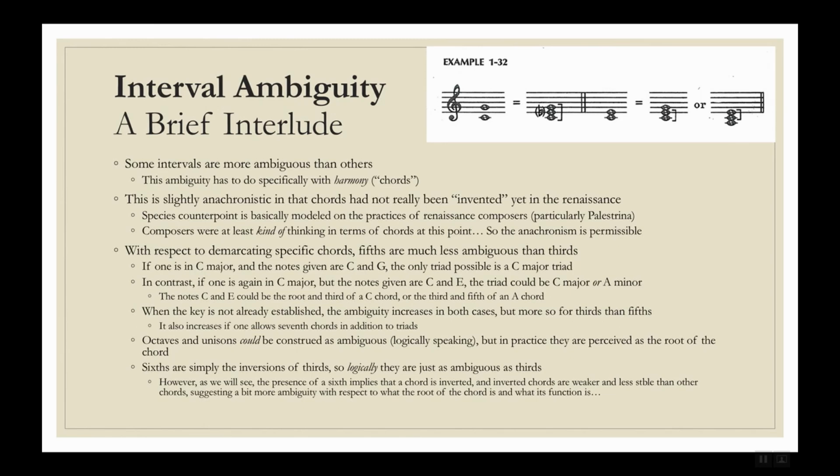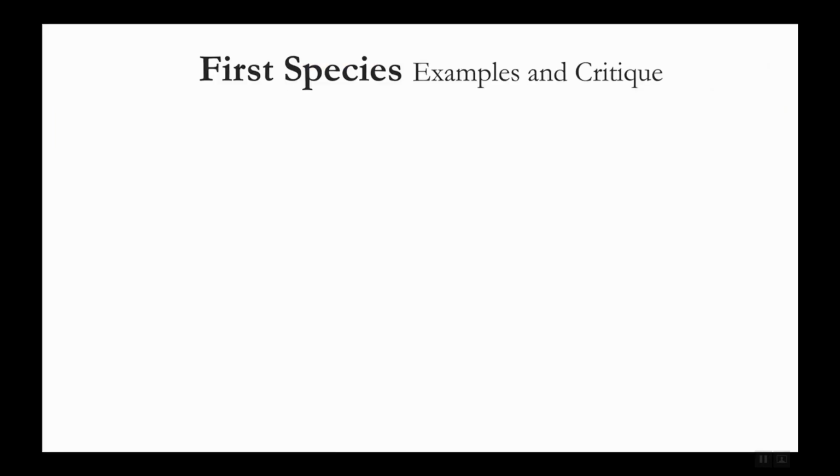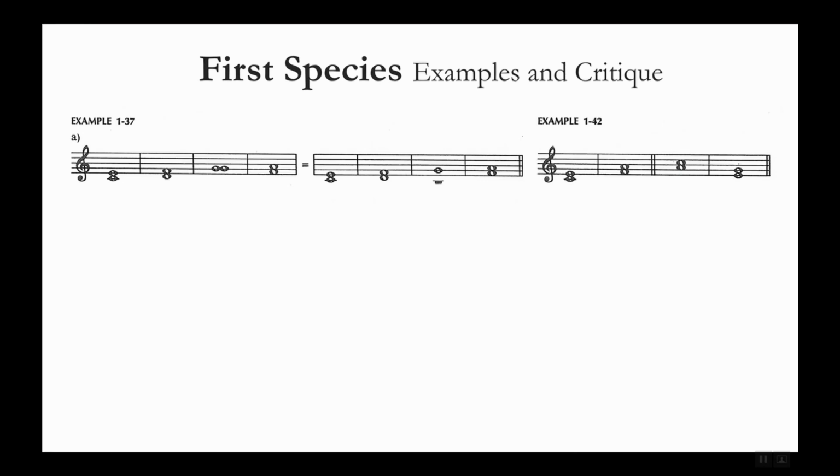And you don't have to understand this yet, but because it's implying a C major chord in first inversion, and a first inversion chord is pretty weak anyway, doesn't always function just like a chord, there's a lot of instability and ambiguity about what the chord is in any event. So you could say a sixth is even more ambiguous than a third. Now let's look at some examples of first species and do a little critiquing. So I think maybe I'll move a little bit more quickly through these examples.